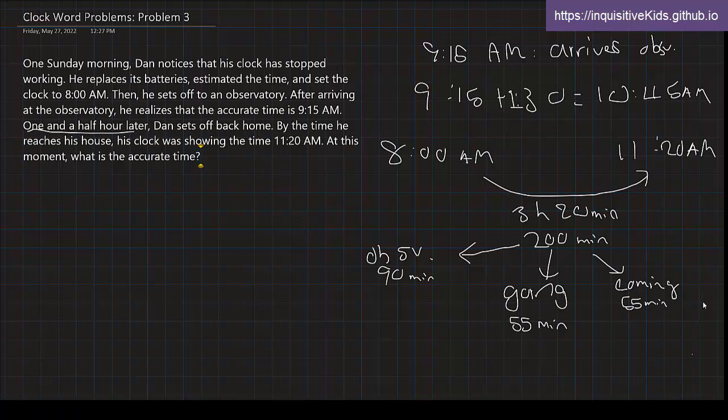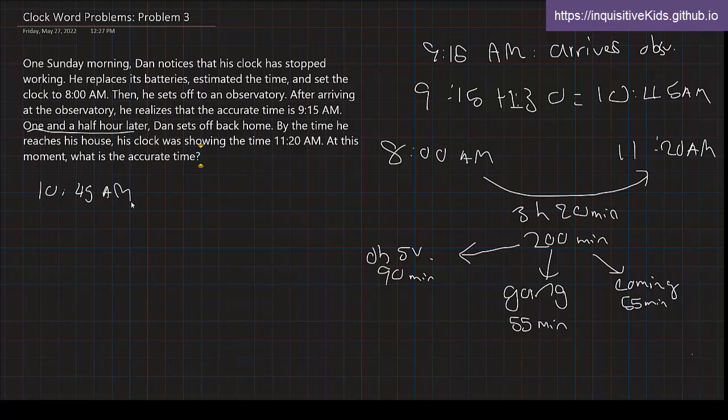And notice how I'm setting up this kind of diagram table chart that's helping me organize, and I'm having a clear solution one step at a time right now. So we know that it took 200 minutes in total, and this is how those 200 minutes were spent. Now, what is the accurate time? Well, what's a time that we know? We know that when he left the observatory, it was 10:45.